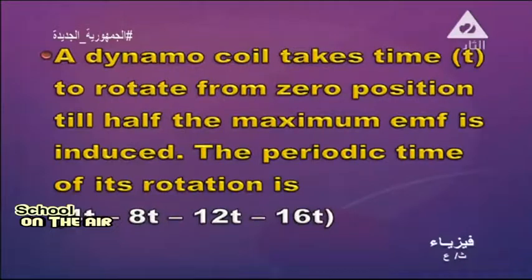A dynamo coil takes time t to rotate from 0 position, vertical position, till half the maximum EMF is induced. The periodic time of its rotation, this is very important, your attention please. I said some of the questions require deep thought and intense concentration. This is one of them. Okay, a dynamo coil takes a time t to rotate from 0 to half maximum. The periodic time equals 4t, 8t, 12t, or 16t? So how? This is important. You'd better jot it down, write it down.